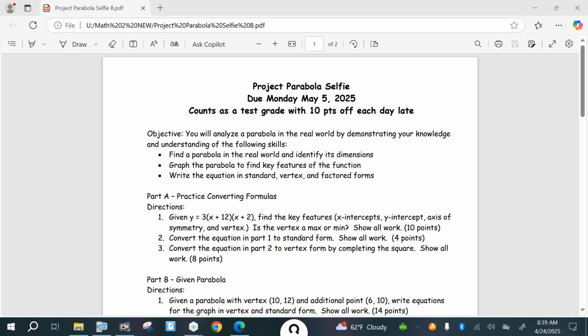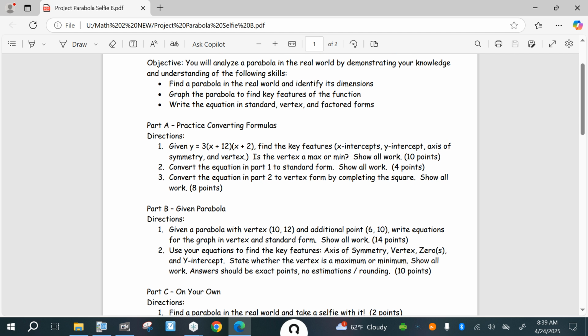So let's look at part A. Part A is you're going to practice converting your formulas and also finding key features. You're given this equation. You want to find all of those key features that we did on your homework like we did Monday and Tuesday. Make sure that you show all your work. Then you're going to convert that equation to standard form for number 2, and then you're going to convert it into vertex form by completing the square. So you have to show it by completing the square in that step to get full credit for that problem. Kind of like a combination of what we've done this week with converting equations and finding key features.